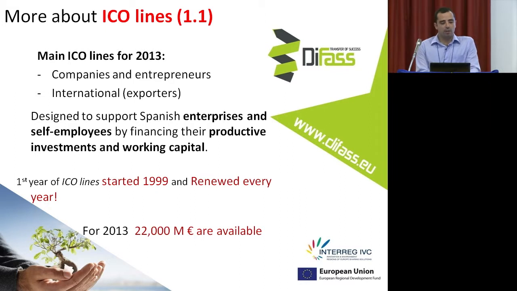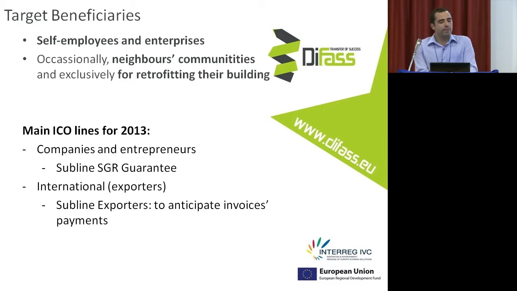For this year, 2013, around 22,000 million euros are available. For instance, last year it was around 27,000 million euros. So it may vary according to the year. The target beneficiaries, as I mentioned, are mainly self-employed people and enterprises, and very occasionally neighbors' communities, exclusively for retrofitting their building. But these are very, very exceptional cases.